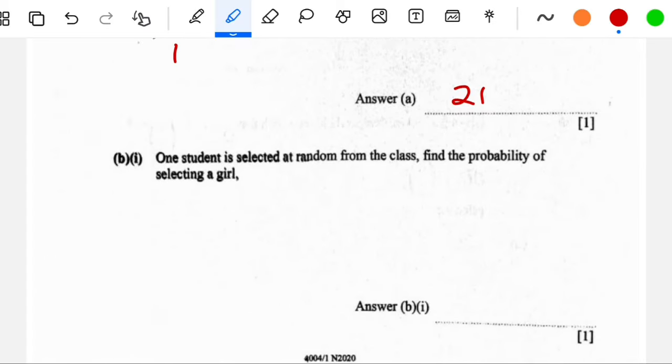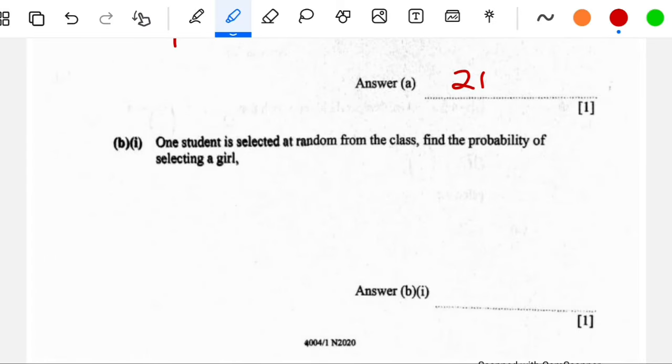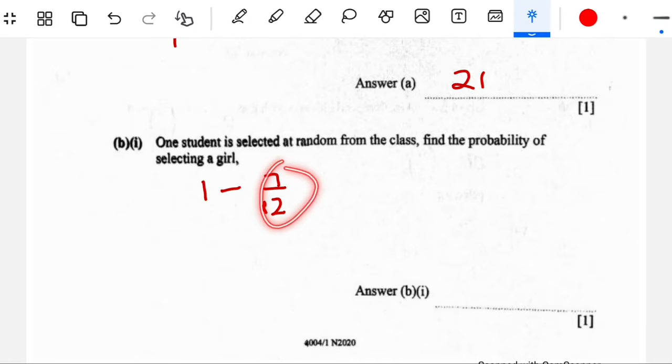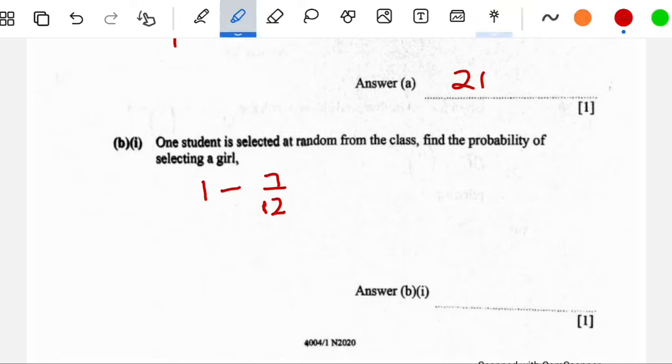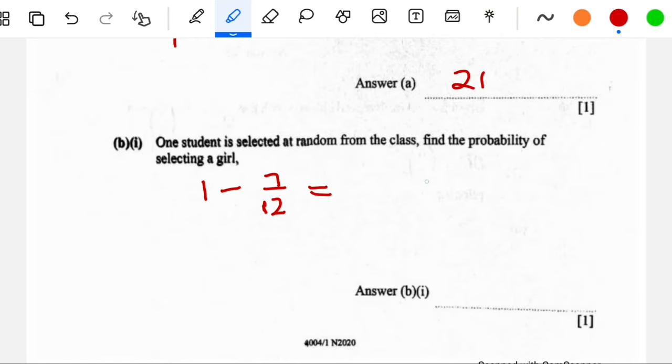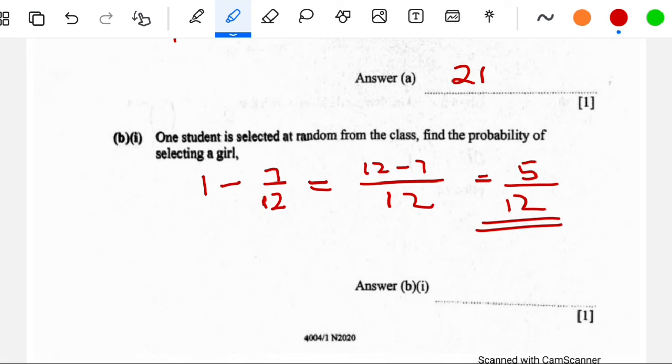Then B item 1: one student is selected at random from the class. Find the probability of selecting a girl. So selecting a girl is the same as our total, which is 1 minus 7 over 12. This is for boys, so to find for girls, we subtract from 1. So this is going to give us what? Our common denominator is 12. Then we've got 12 minus 7, which is 5 over 12. So this is the probability of getting a girl.